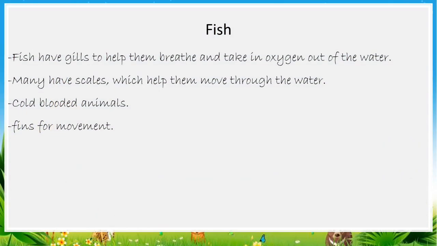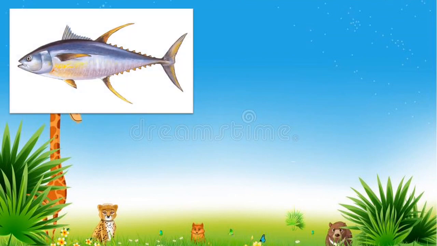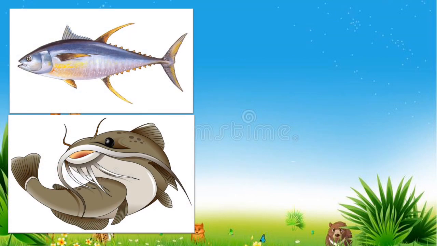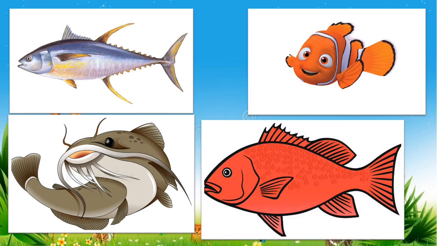Fish. Fish have gills to help them breathe and take in oxygen out of the water. Many have scales which help them move through the water. Fish are cold-blooded animals. Fish have fins for movement. Yellowfin tuna, catfish, Nemo, red snapper are the examples of fish.